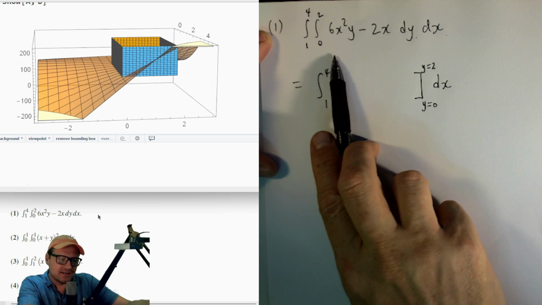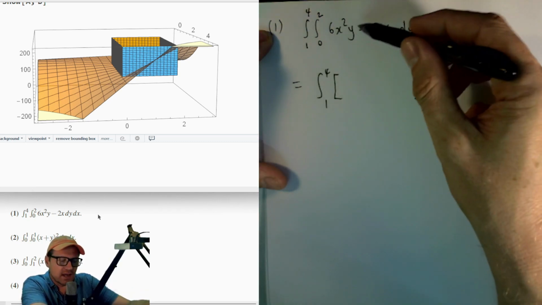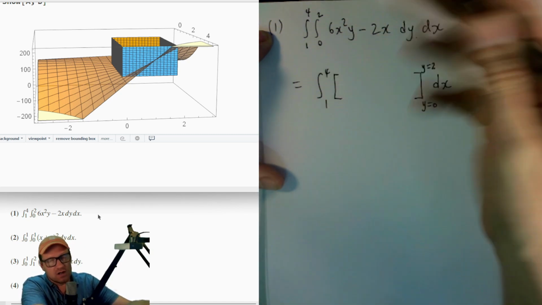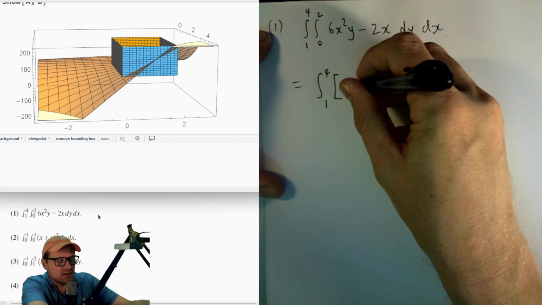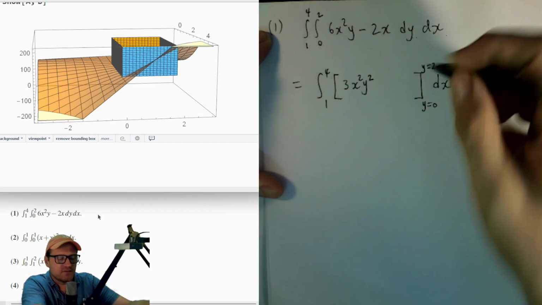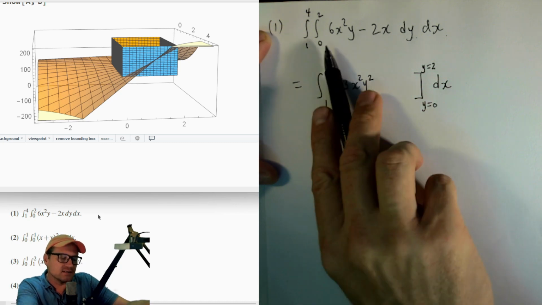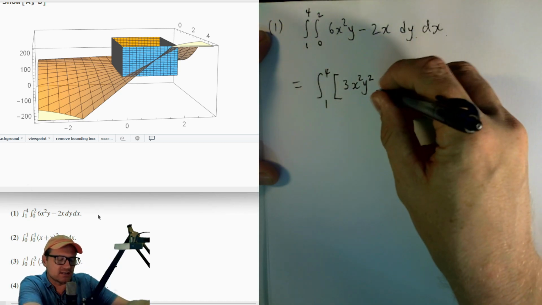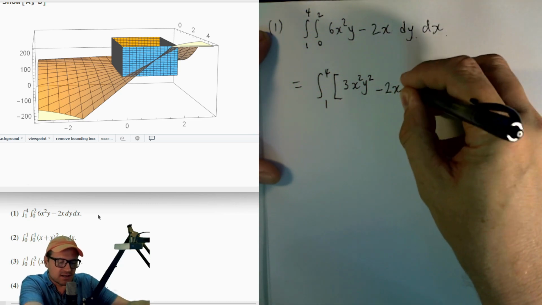Now let's integrate this function. We're integrating with respect to y, so we add 1 to the exponent of y, and divide by that new exponent, which is 2. So 6 over 2 is 3x squared y squared. If you differentiate this partially with respect to y, you will get 6x squared y. We'll do the same thing with minus 2x. Here we are treating minus 2x as a constant, so we have minus 2x times y.